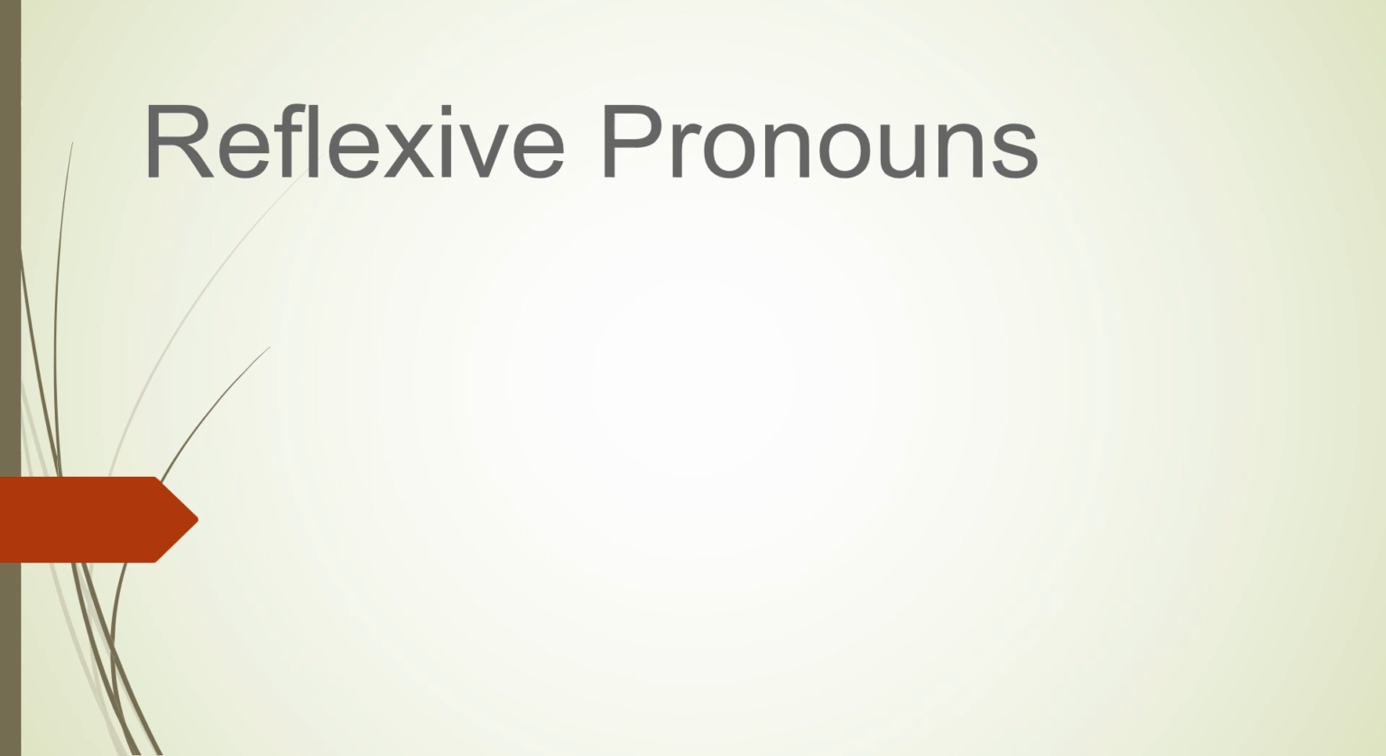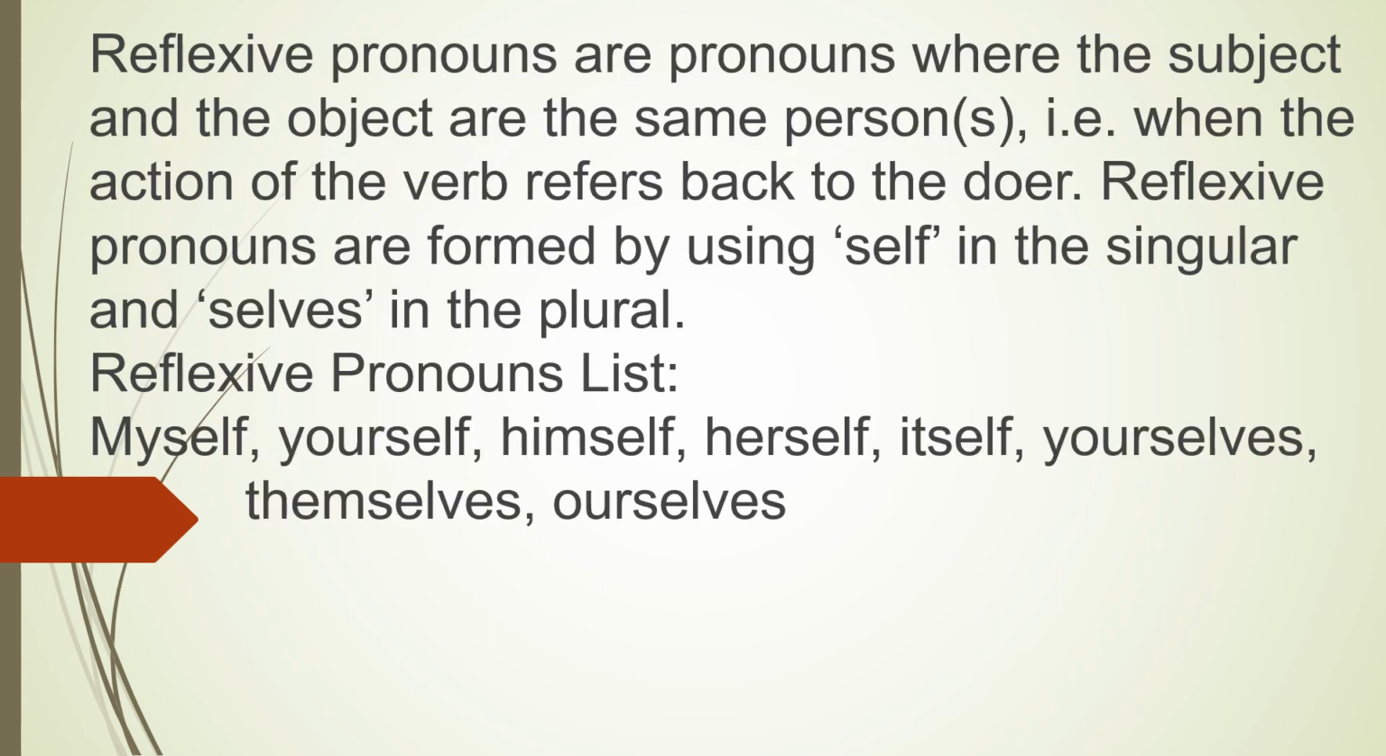Reflexive pronouns. Reflexive pronouns are pronouns where the subject and the object are the same person or persons. That is, when the action of the verb refers back to the doer. Reflexive pronouns are formed by using self in the singular form and selves in the plural form. Now, I have listed a few reflexive pronoun examples there.